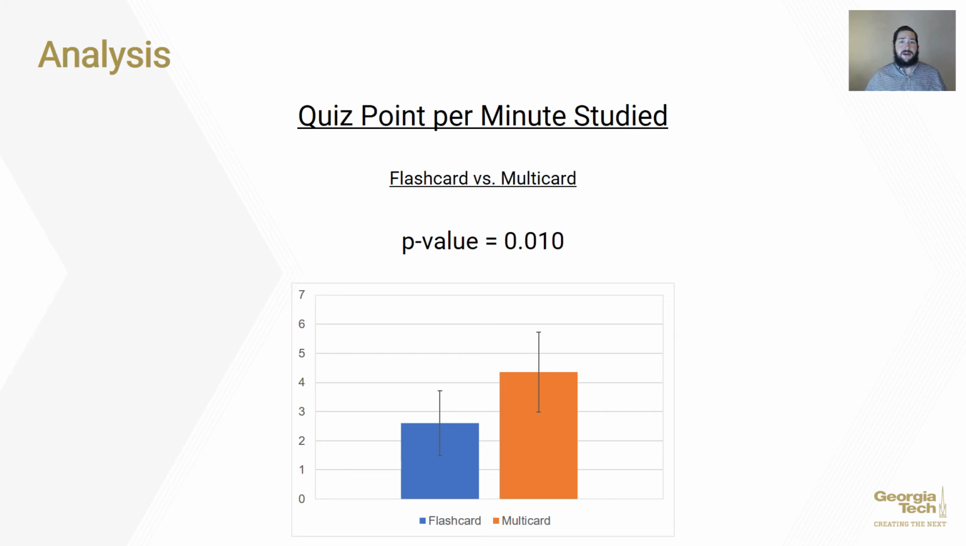Though an artificial measure, it is essentially an average of how many points a volunteer gained on the quiz for each minute studied. Or more simply put, the quiz score divided by the number of minutes studied. Using this value, we can see that there is a large difference between the flashcard group and the multicard group, suggesting that the multicard group was more efficient. That is, the multicard group studied less while scoring just as high as the flashcard group.